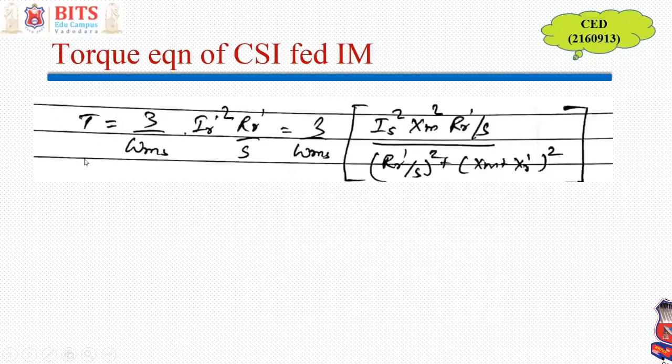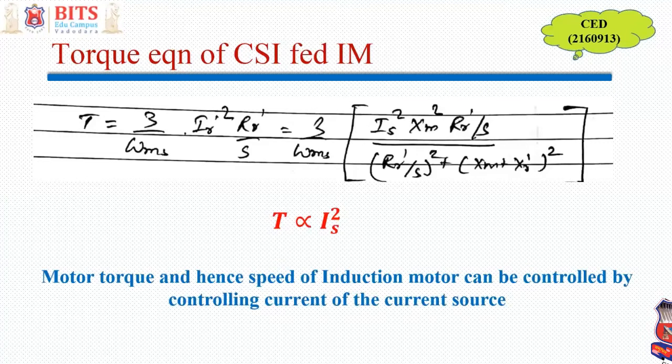You can see the torque equation of induction motor is now represented in terms of Is square. We were getting torque proportional to voltage square originally in case of VSI, but here we are getting torque proportional to the source current square in this fashion. So torque is proportional to Is square. In short, motor torque and hence speed of induction motor can be controlled by controlling current of the current source. So if you control induction motor in this fashion, it is called current source inverter fed induction motor drive.